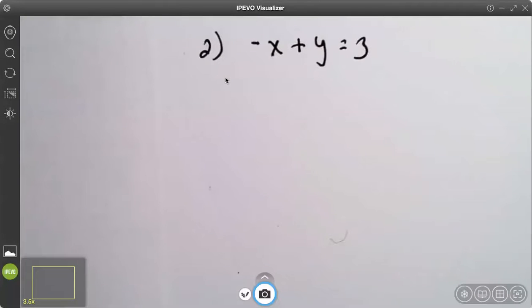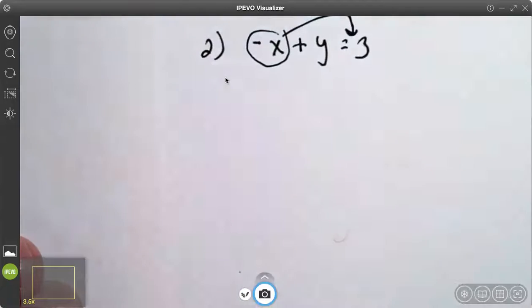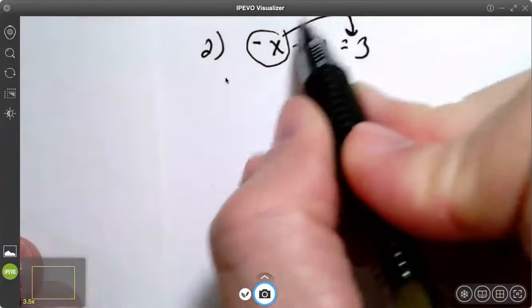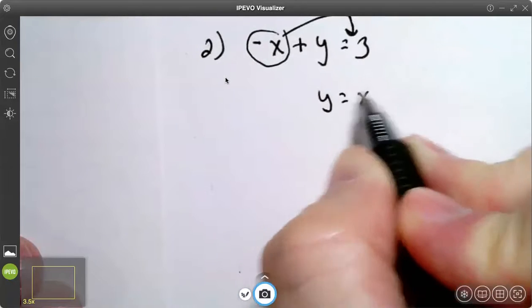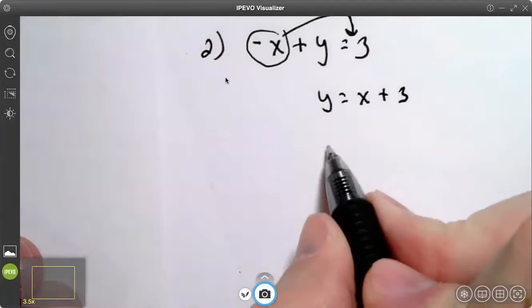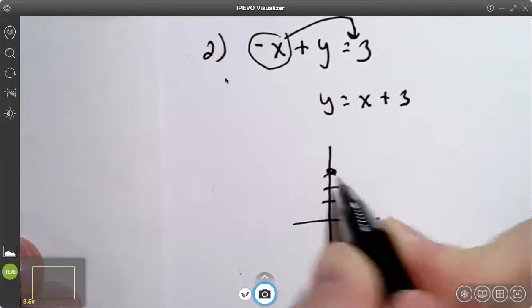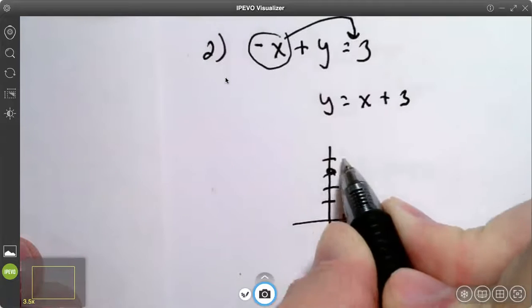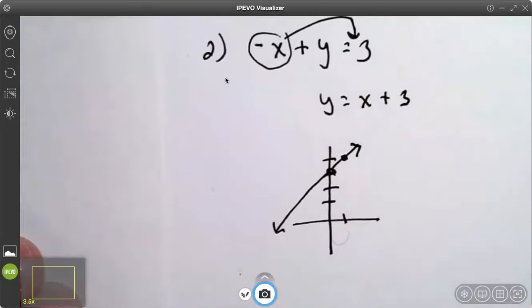On number 2, I have another equation in what's called standard form. We're going to put it in slope-intercept form. This x needs to be put right here. I can move any term I want to across the equal sign. All I have to do is change its sign. So -x on the left becomes +x on the right. This +3 stays. And now I can graph that really quick. My y-intercept is 3. My slope is rise 1, run 1. And my line would look like that. If I had graph paper, I could make it look better.